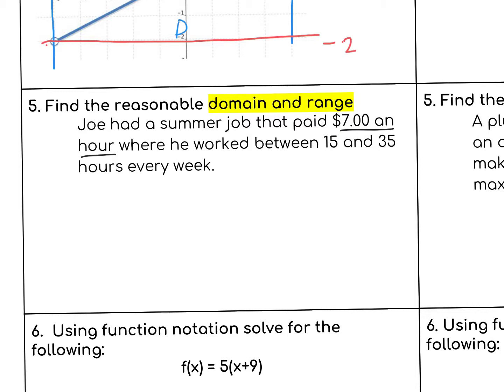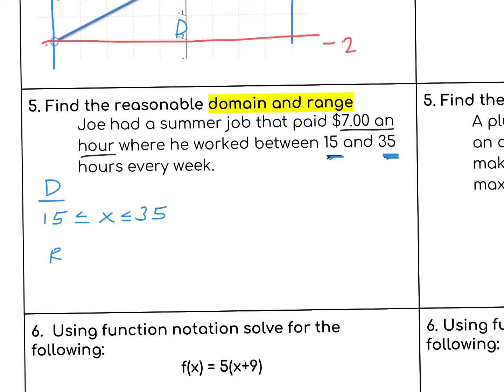Now, Joe worked between 15 and 35 hours every week. So that's a dependency. If he works 15 hours, he's going to get a minimum amount of money. If he works 35 hours, that's going to max him out at a certain amount of money. So his domain, I should actually do this in blue, his domain is the hours that he works. He's going to work a minimum of 15 hours, or a maximum of 35 hours.